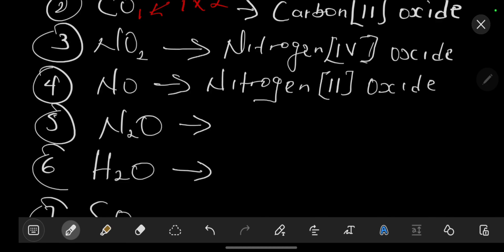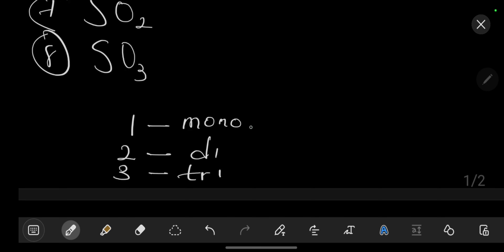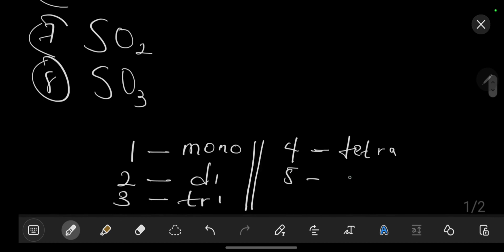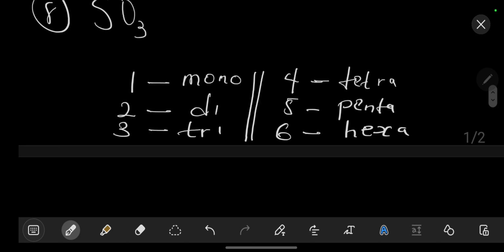For example, if we want to say 1, we use mono. If we want to say 2, we use di. If we want to say 3, we use tri. Then, if we want to say 4, we use tetra. If we want to say 5, we use penta. If we want to say 6, we use hexa. Please take this down. They're very important. You need them not just only in chemistry. You also need them in mathematics and in physics.